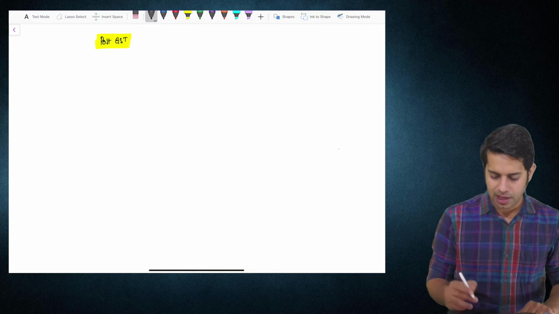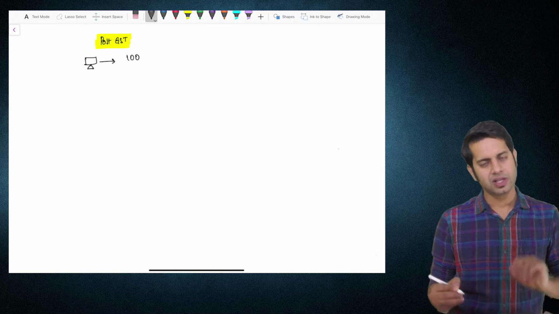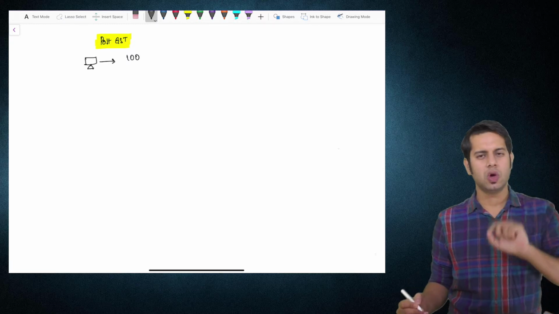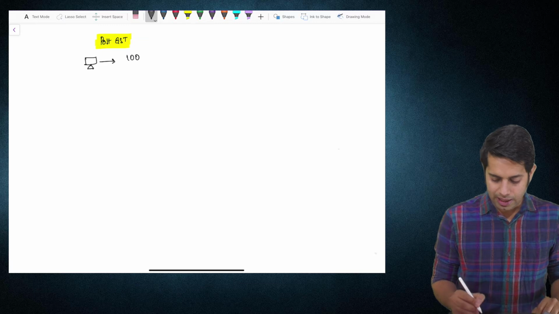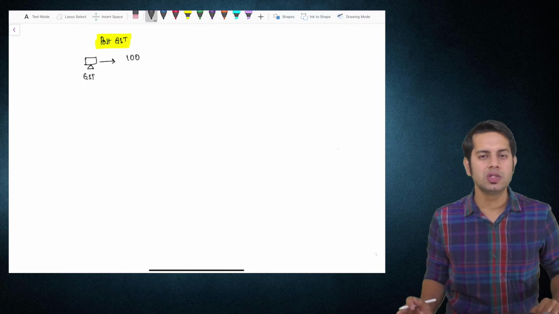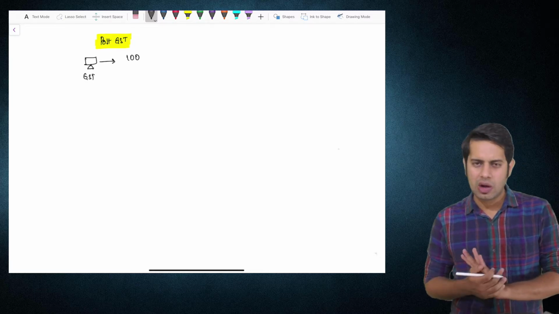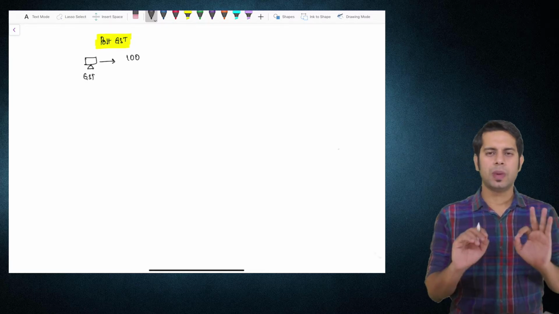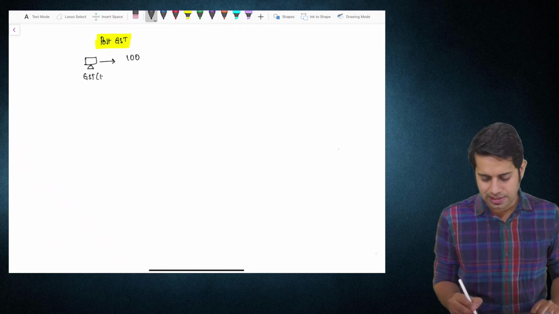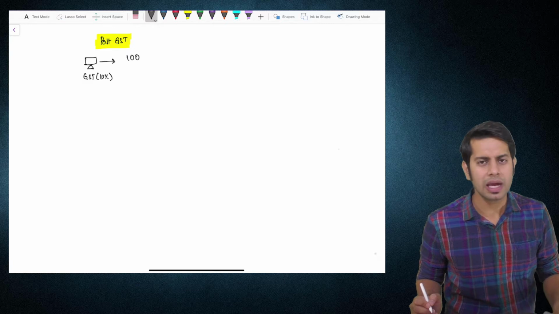In the GST regime, what is happening? The manufacturer is manufacturing a TV. His cost of manufacture is the same, 100 rupees. Now there is no concept of excise duty, no concept of sales tax, no concept of value added tax. Here he has to pay only one type of tax, which is GST. Again, for easy calculation, we will take the rate of GST to be 10%.